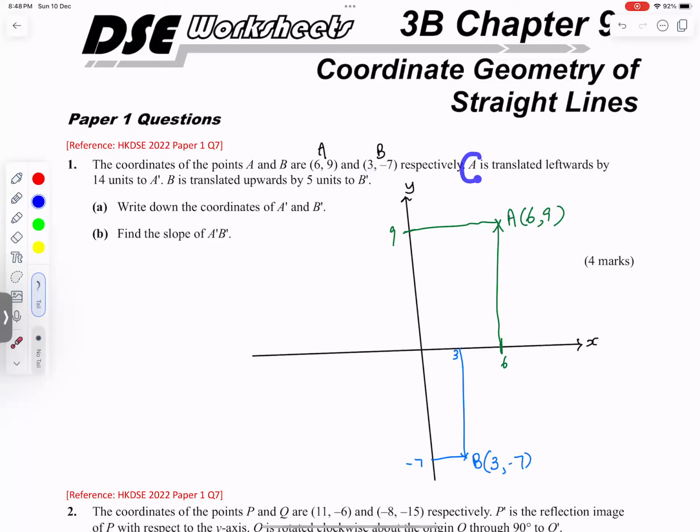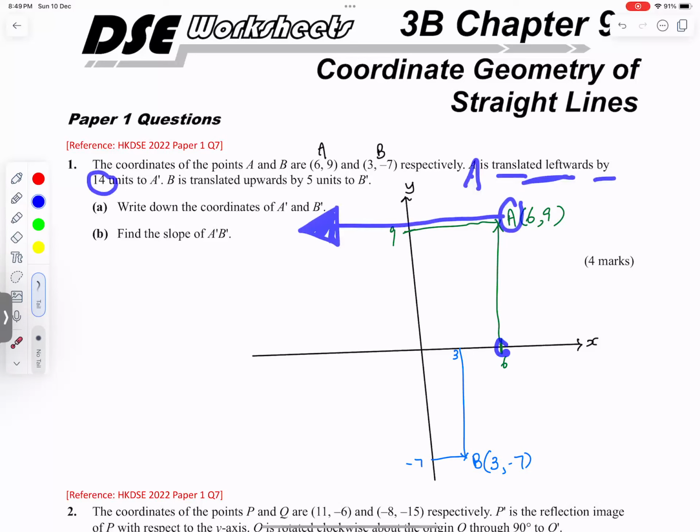Now what happens to A point? A point is here. It is translated. Translated in maths is basically meaning moving. So up, down, left, right, move it, move it. Those moving things is what we call translated. Now, say A is translated leftwards. So this is your A point. It is going to the left side now. How many steps is it going? It is going by 14 units.